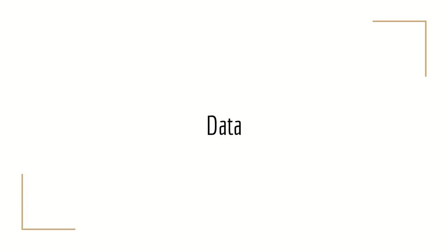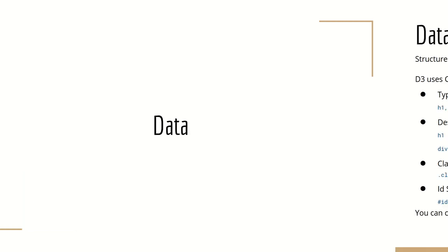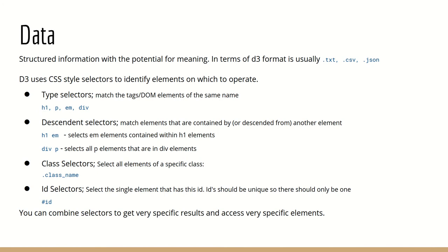First things first, data. It's all about data. Data is structured information with the potential for meaning, and visualizations start with data. You're trying to tell a story. You're trying to tell someone something, and you use your data for that. In terms of D3, because D3 is a JavaScript library, most of the time you'll be using JSON, but if not JSON, then CSV or text.